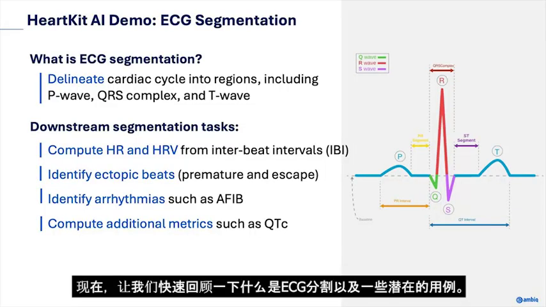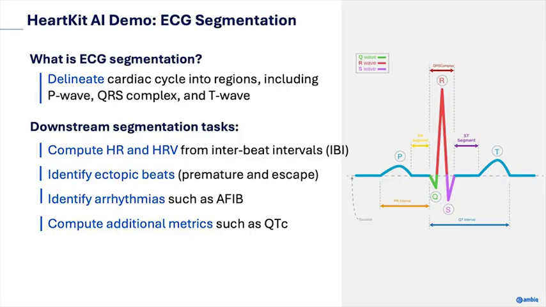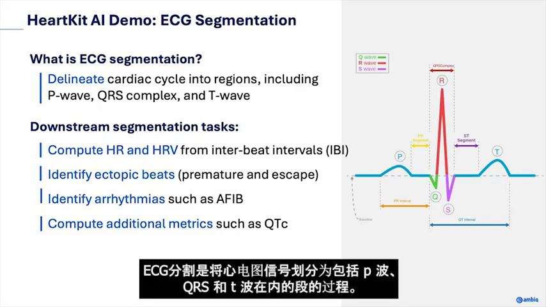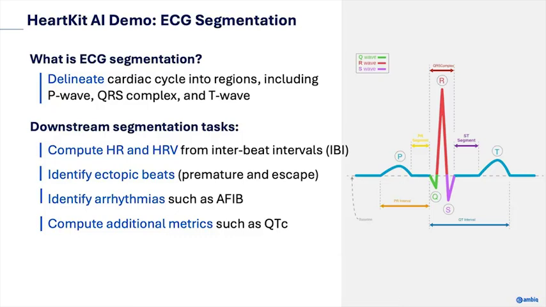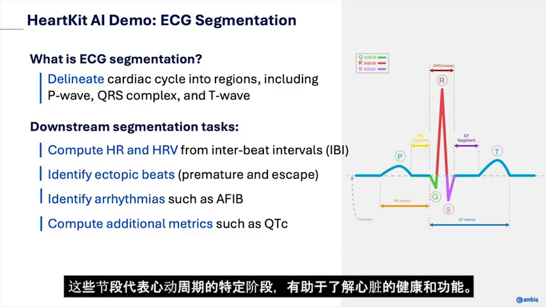Now, let's quickly review what ECG segmentation is and a number of potential use cases. ECG segmentation is the process of delineating an ECG signal into segments including P-wave, QRS, and T-wave. These segments represent specific phases of the cardiac cycle and help understand the health and functioning of the heart.